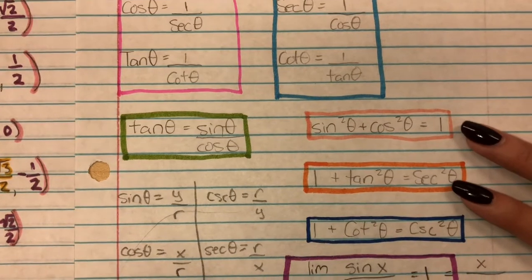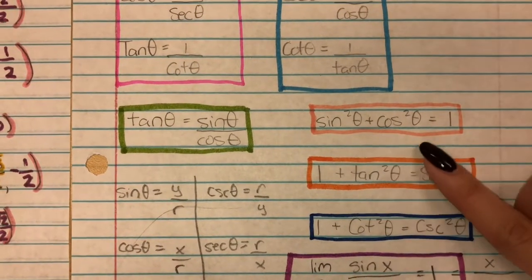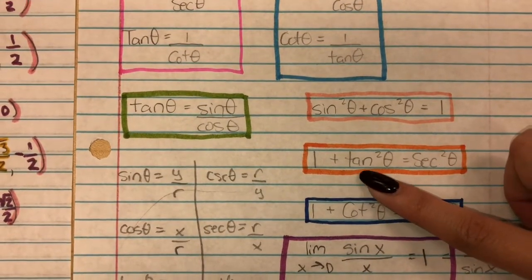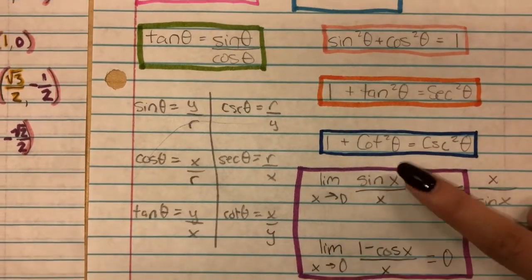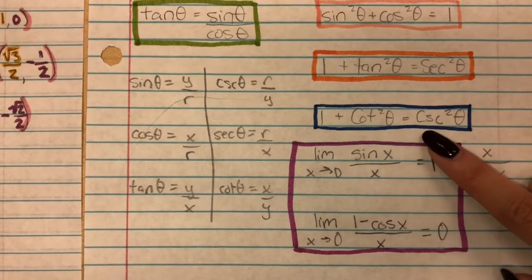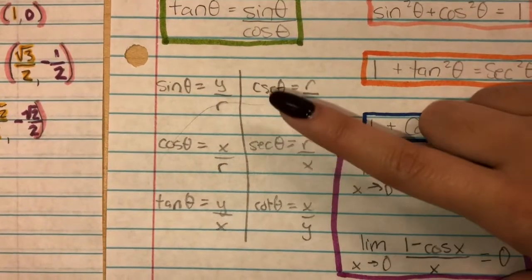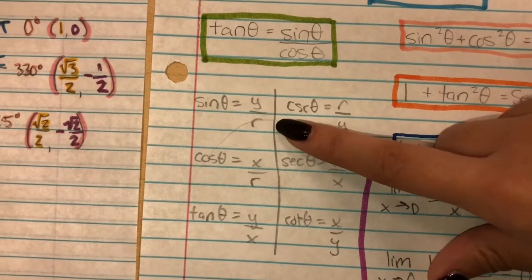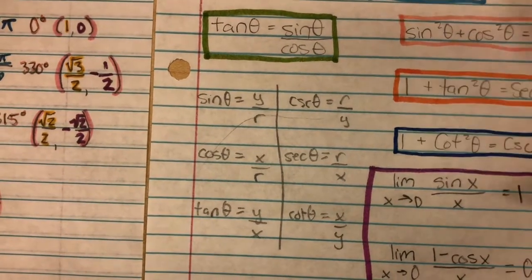Some other things that were given were sine squared theta plus cosine squared theta equals 1, 1 plus tan squared theta equals secant squared theta, and 1 plus cotangent squared theta equals cosecant squared theta. Over here we have how it relates to the unit circle. So sine theta equals y over r. All of this is basically SOHCAHTOA.